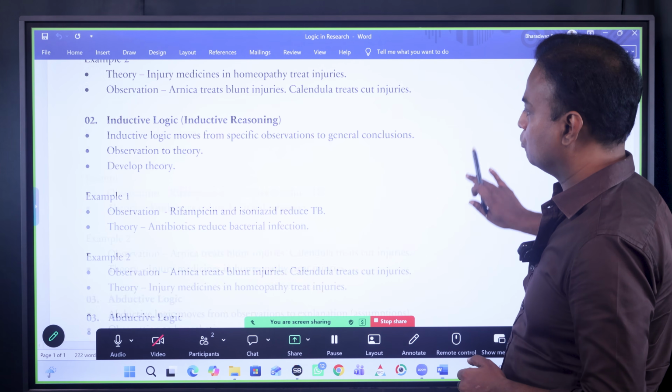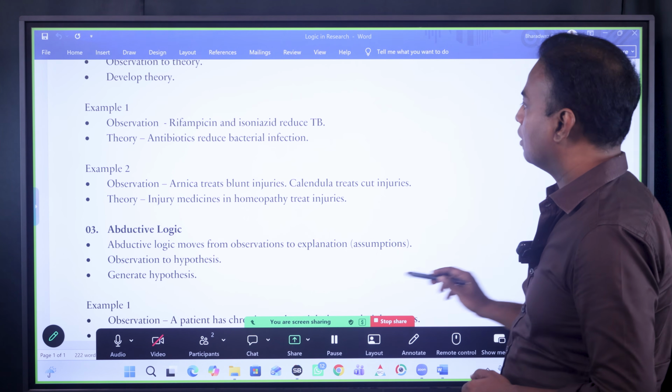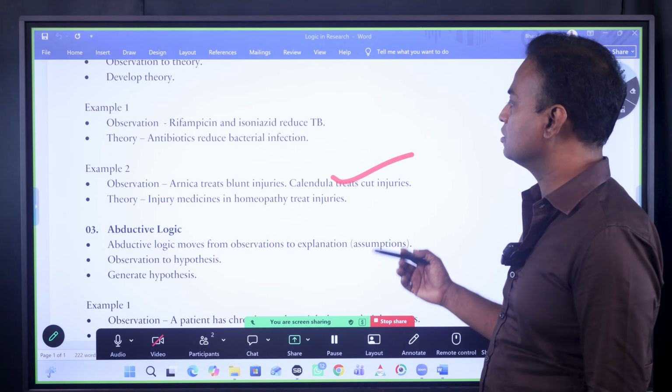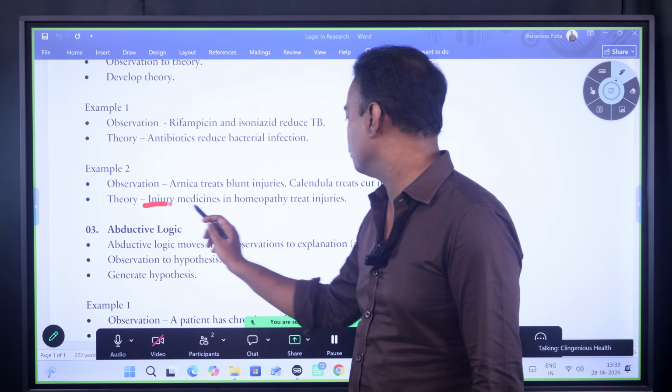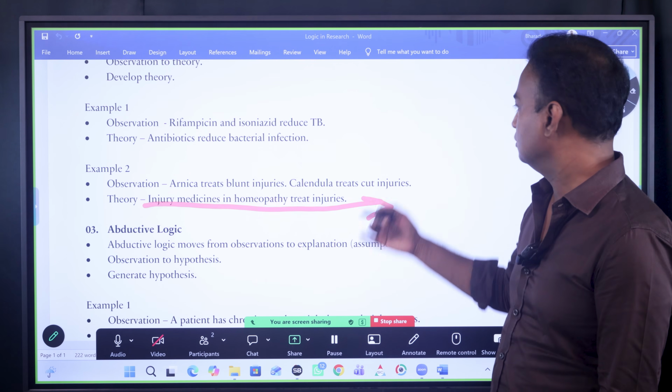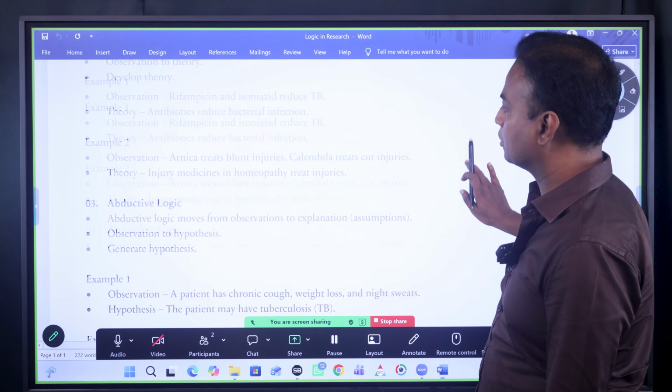And what is the homeopathic example here? Arnica treats blunt injuries and calendula treats cut injuries. What is the theory? Injury medicines in homeopathy treat injuries. This is the theory here. Okay. And coming to abductive logic.